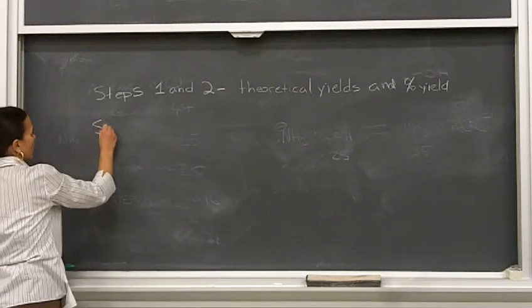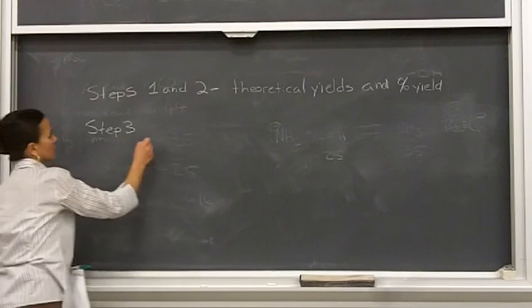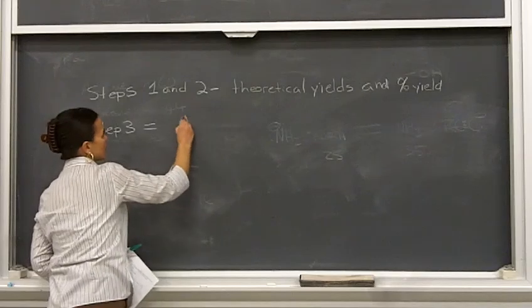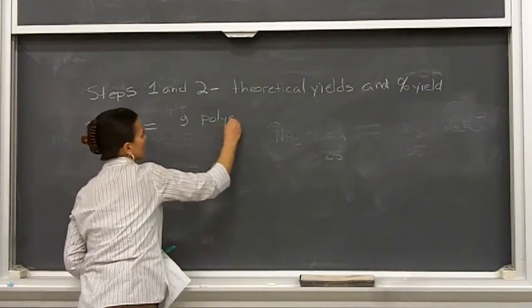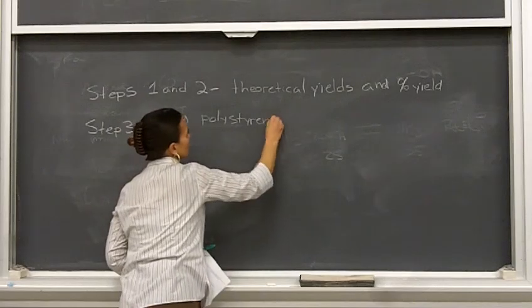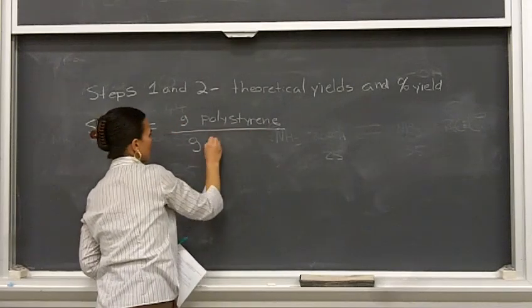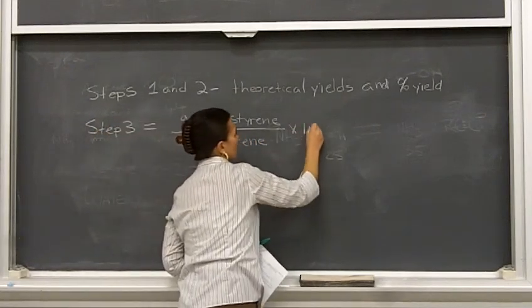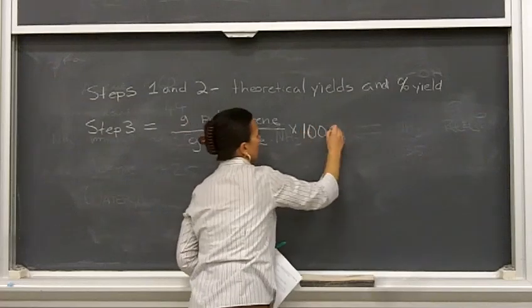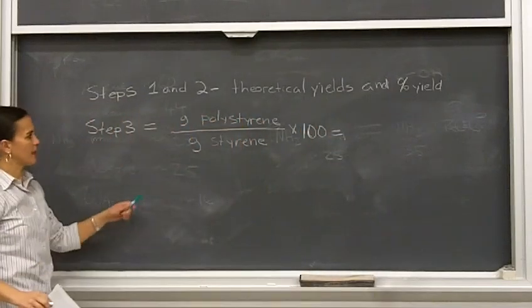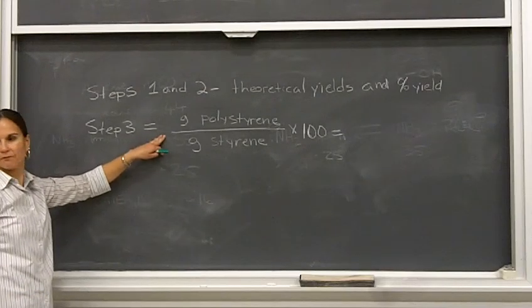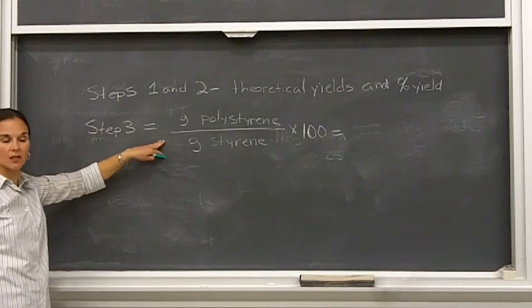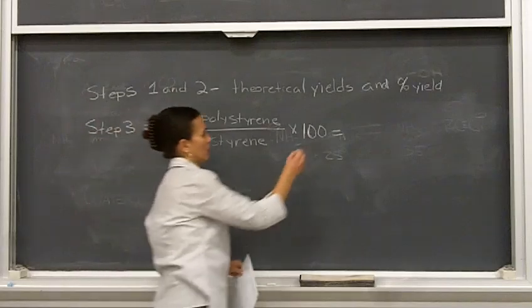For step 3, where we make our polystyrene, we can't really calculate a theoretical yield. So what you're going to calculate is you're going to take your grams of polystyrene divided by how much styrene you put into it, times 100%. So what type of calculation does that look like? Percent recovery. And so that's what you're actually calculating for step 3, a percent recovery, okay?